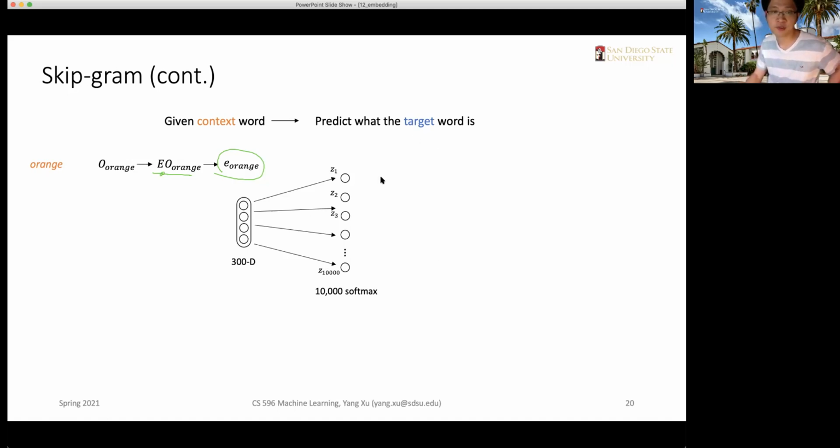And in each of these softmax outputs, there will be a Z score associated. For each output unit in this 10,000-unit softmax output layer, there will be a Z, from Z1 until Z10,000. That's how softmax is constructed.